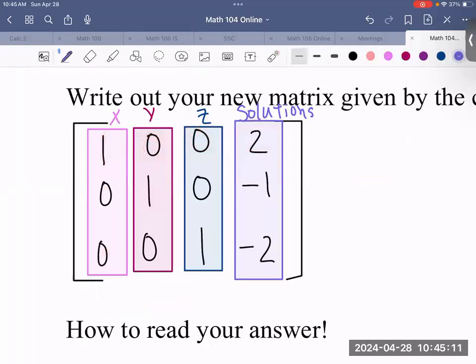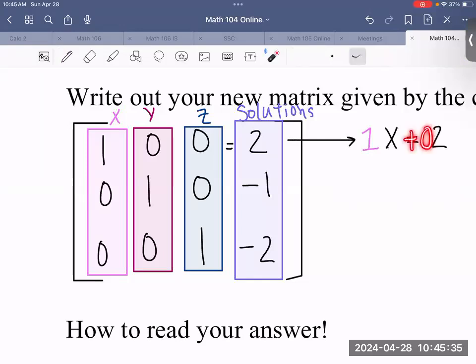Now keep in mind, we erased those equal signs. If we wanted to bring them back, they would be between the Z column and your solution column. So to read this solution, it just is taking that 1X is equal to the 2. And you could say 1X plus 0Y plus 0Z is equal to 2, but we don't need that. So instead, it's just the 1X is equal to 2. So X is equal to 2. Let's try it again for your next one.